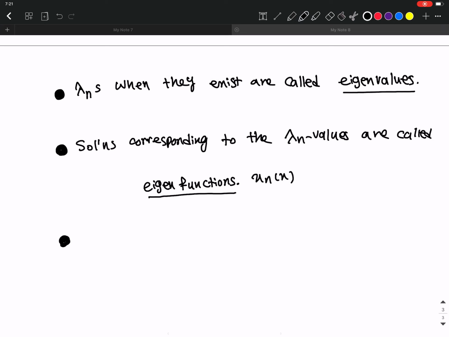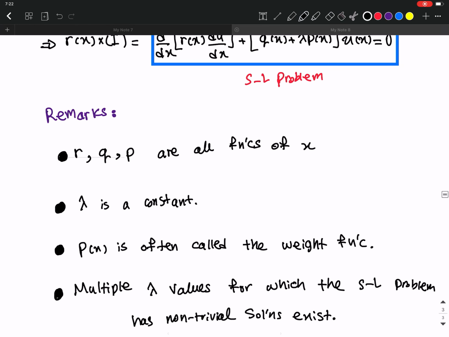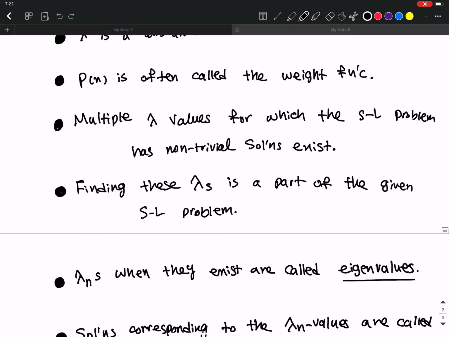The next point that I want to make is that in Sturm-Liouville problems, eigenvalues, and I'm going to show them with E value from now on, are real. So in Sturm-Liouville problems, these eigenvalues that we are going to find, lambdas, are real.